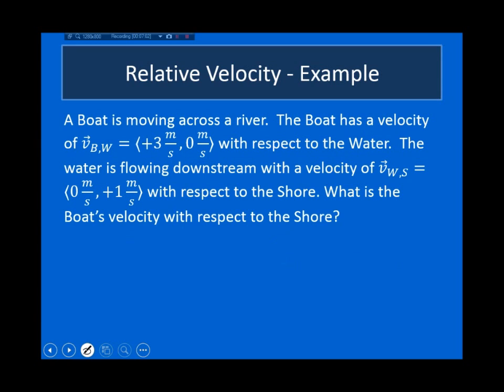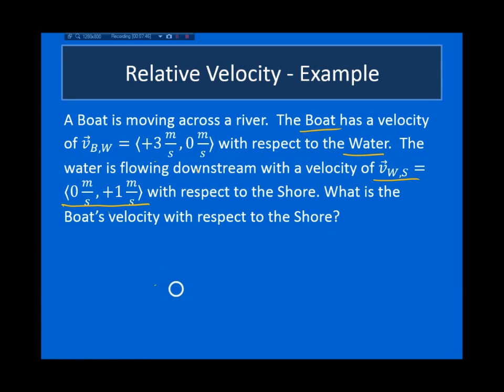So let's go ahead and look at a couple simple examples. This first example says a boat is moving across a river, and the boat has a velocity with respect to the water that's equal to 3 meters per second in the x direction and 0 meters per second in the y direction. So this is the velocity of the boat with respect to the water. Now, the water is flowing down the stream, and it has a velocity as seen by somebody standing on the shore, or the ground. This is the velocity of the water with respect to the ground, and it's 0 meters per second in the x direction and 1 meter per second in the y direction.